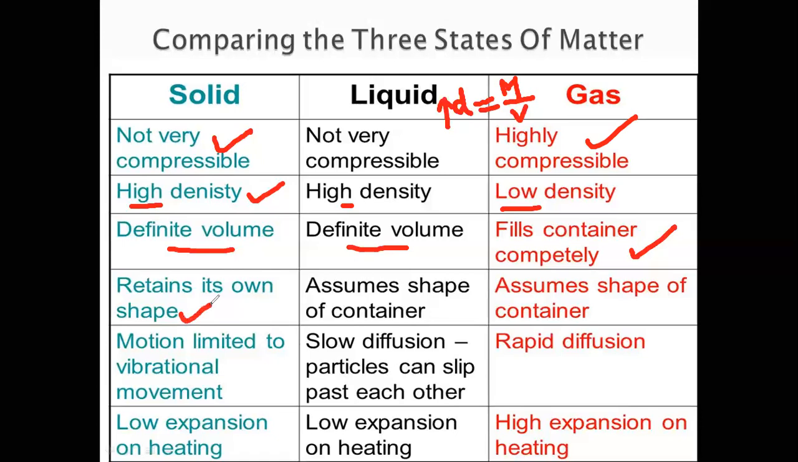Now let's look at shape. Solids have definite shape, they retain their shape, but liquids take the shape of the container. For instance, if you have differently shaped utensils and you keep adding the same amount of water, every time it will have a different shape. Similarly, gases also take up the shape of the container, so they don't have a fixed shape.